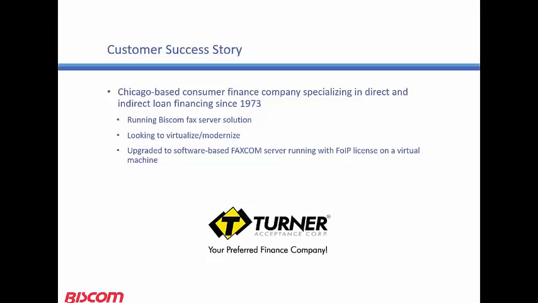However, a couple of years ago, it came time to upgrade their fax server solution, and they wanted to implement new technology. So they decided to virtualize their fax server and replace that fax board and phone lines with Biscom's Faxcom server and the VoIP license that communicates over IP. They did this a few years ago, and they're very happy with the decision to go virtual and IP.